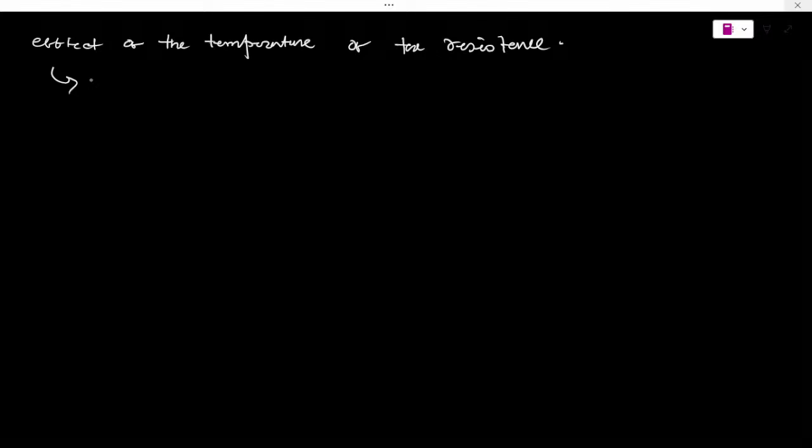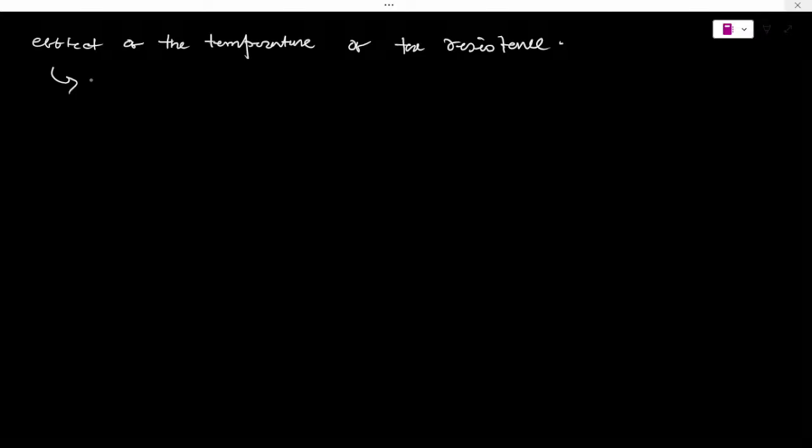For alloys like constantan and manganin, the temperature coefficient of resistance alpha is very small, so they are used for making standard resistances.